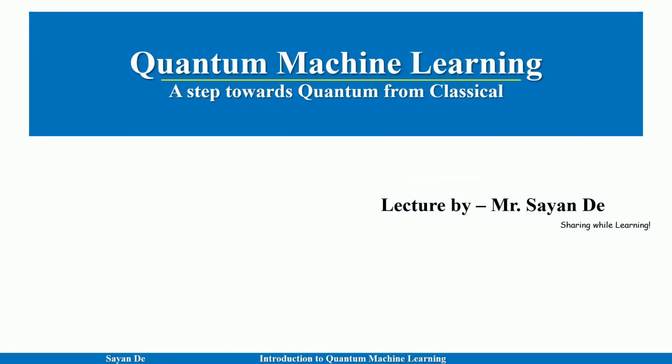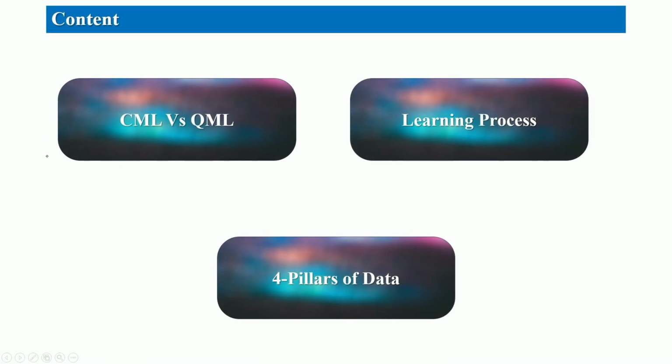So let me just start today's discussions. Today we'll be looking at the basic differences between classical machine learning and quantum machine learning. Then we'll be looking at the learning process for classical machine learning and also quantum machine learning. And then we'll see the 4 pillars of data, like we have classical system and quantum system. So there will be some data mismatch, right? So how do we actually use classical data in quantum? We'll be seeing that in this section. So let's start with the basic differences between classical machine learning and quantum machine learning.